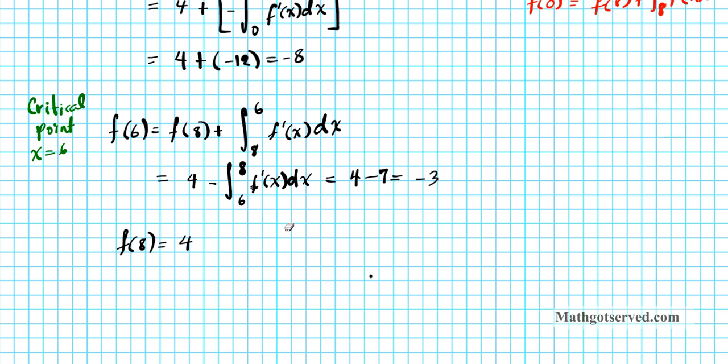So what is the absolute minimum? The absolute minimum is the smallest number out of all three, and negative 8 is the smallest. So the absolute minimum of f is negative 8. Okay? And it happens when x equals 0. So this is the absolute minimum. All right, let's take a look at the next question.